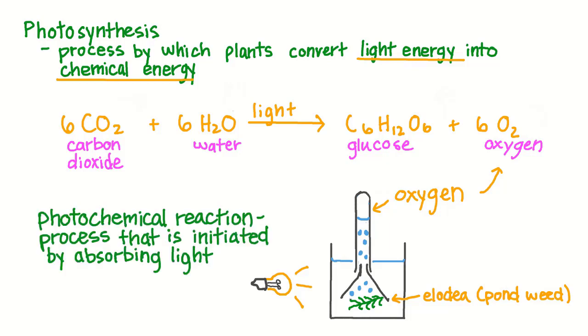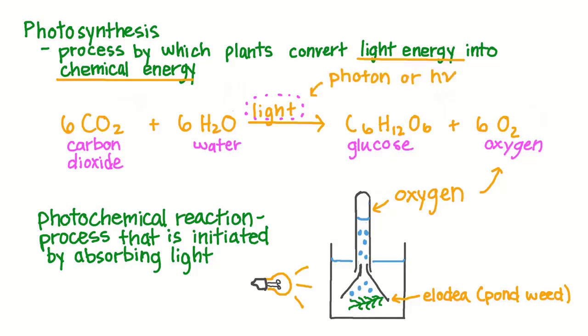Photosynthesis is an example of a photochemical reaction, which is a process that's initiated by absorbing light. You'll notice that light is written above the reaction arrow in the chemical equation that describes the process of photosynthesis. We'll see this for all photochemical reactions, since they all require light in order to start.